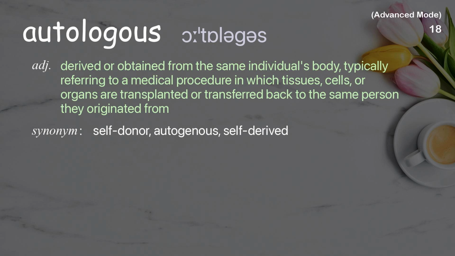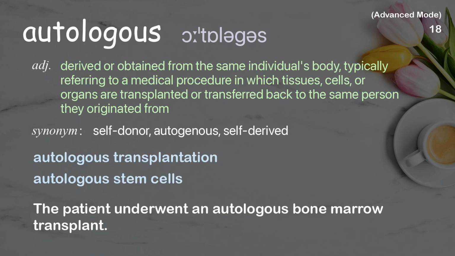Autologous. Derived or obtained from the same individual's body, typically referring to a medical procedure in which tissues, cells, or organs are transplanted or transferred back to the same person they originated from. Examples: Autologous transplantation. Autologous stem cells. The patient underwent an autologous bone marrow transplant.